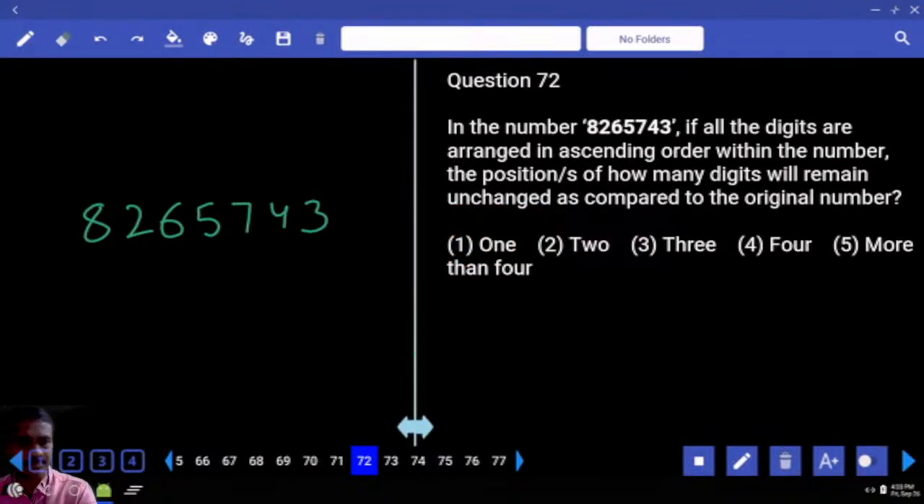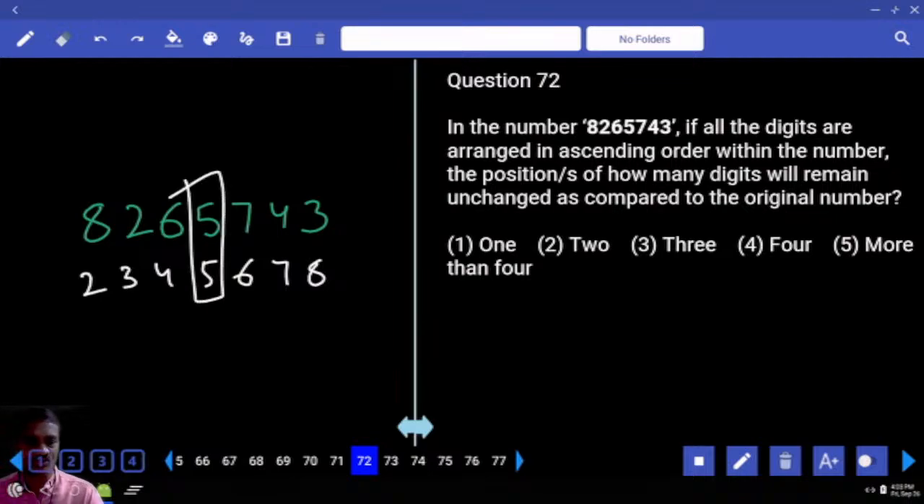If all the digits are arranged in ascending order within the number, and within the number we need to have arrangement: 2, 3, 4, 5 and 6. Now 2, 3, 4, 5, 6, 7, 8. Then how many digits remain unchanged? Only one. That is 5 remains unchanged, only one, choice one.